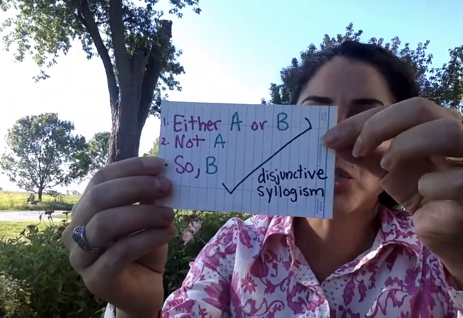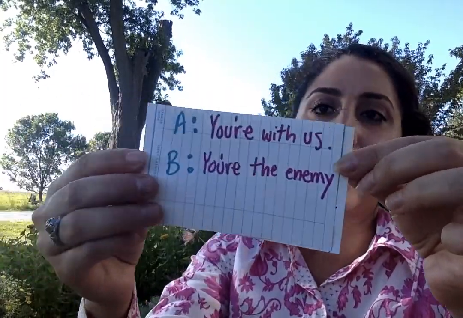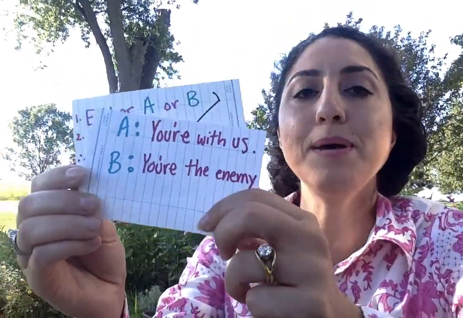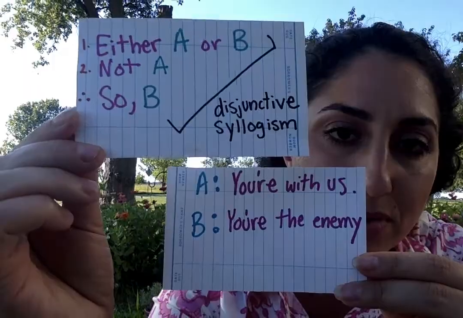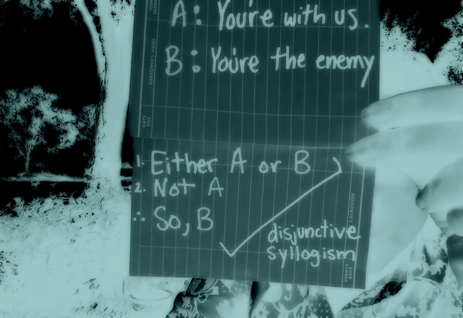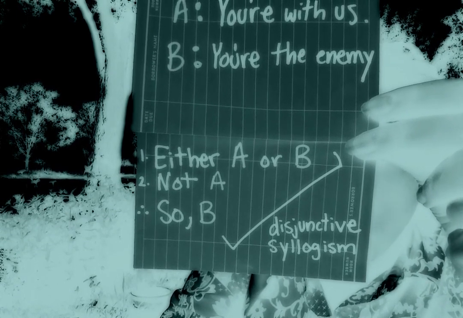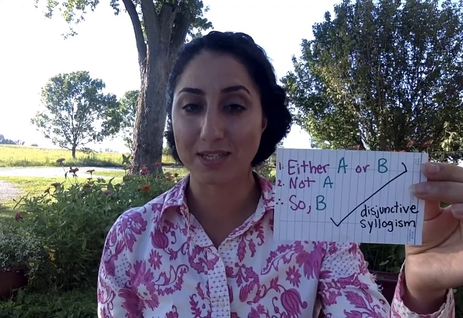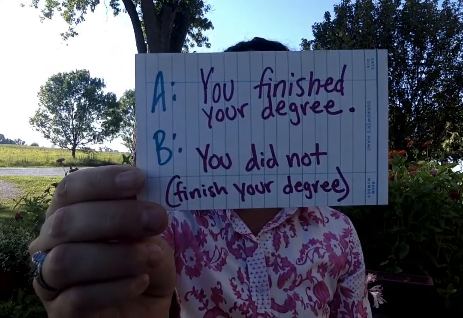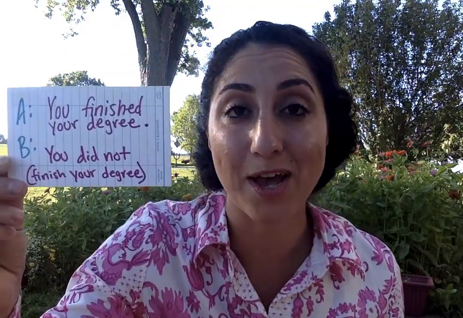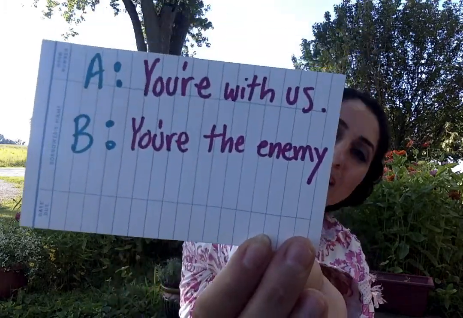However, imagine we had this other scenario where A was that you're with us and B is the idea that you're the enemy. Now somebody might offer you that kind of example. You're either with us or you're the enemy. Oh, it's not true that you're with us? Then you're the enemy. With a disjunctive syllogism, you have to be careful that what you're saying is actually a dichotomy. As with this one, it either is A or B. That's good reasoning.